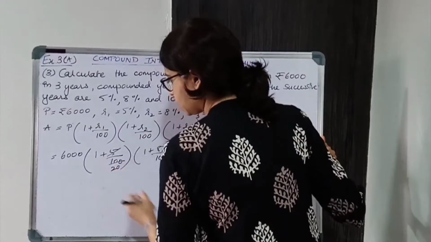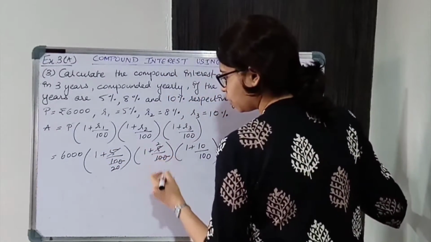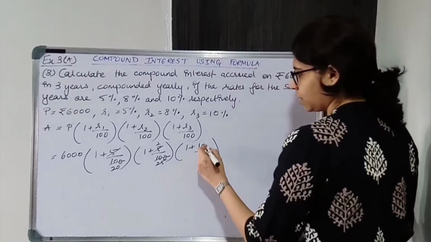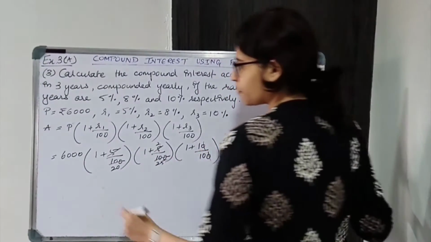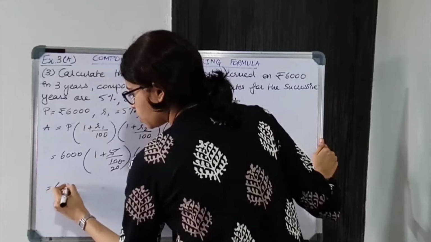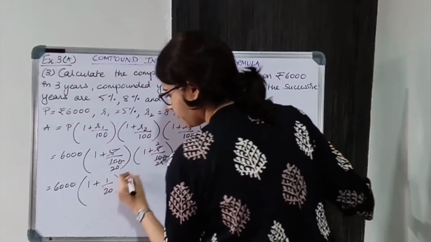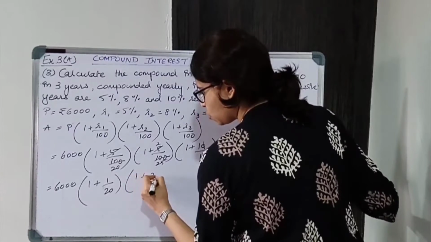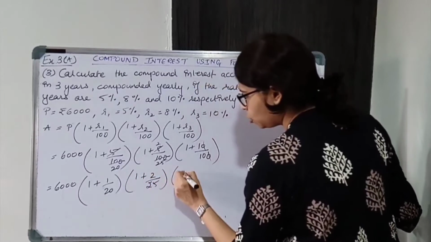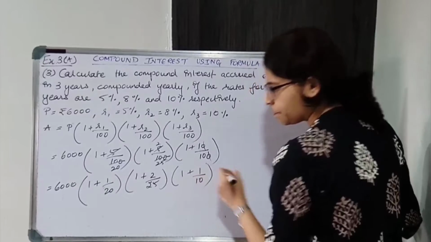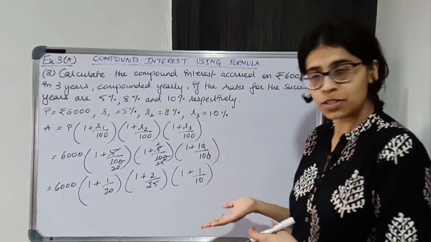5 20s are 100, 4 2s are 8, 4 25s are 100, and 0 0 gets cancelled over here. So we are left with 6,000 into 1 plus 1 upon 20 into 1 plus 2 upon 25 into 1 plus 1 upon 10. Now solve the brackets first.